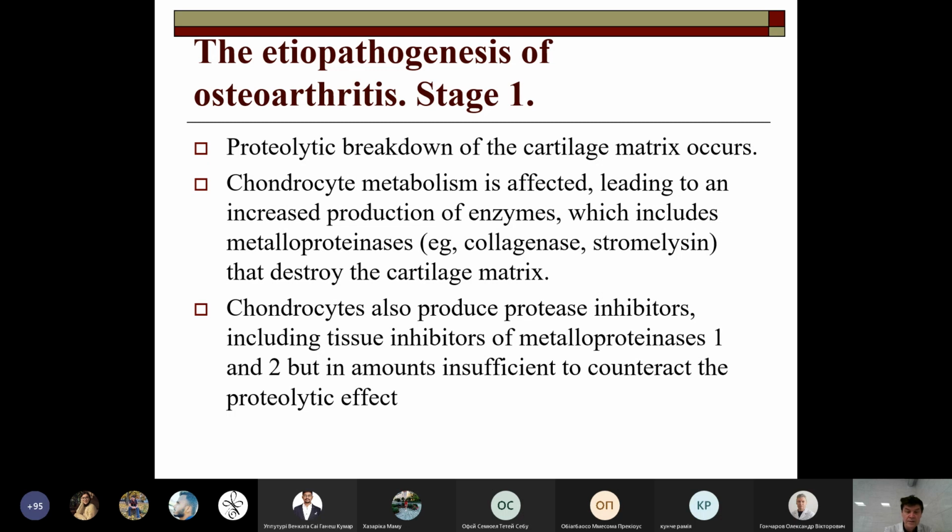Next, the chondrocyte accumulation produces protease inhibitors, and this stage is an adaptive mechanism, but the strength of this mechanism is incredibly suppressed by some overexpressed pro-inflammatory cytokines, and the process can be inhibited by metalloproteinases 1 and metalloproteinases 2.